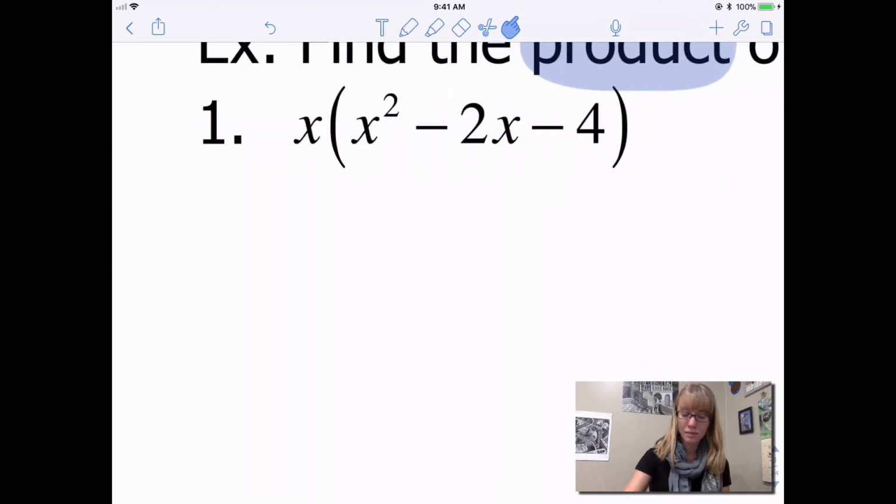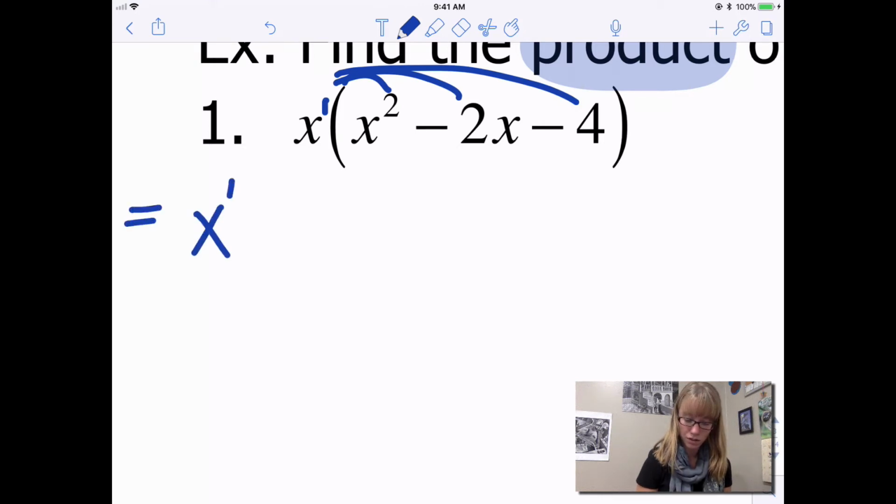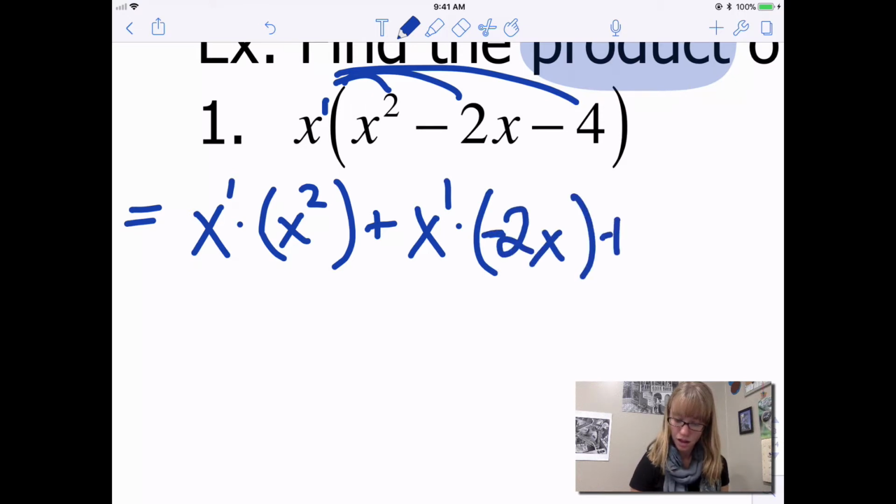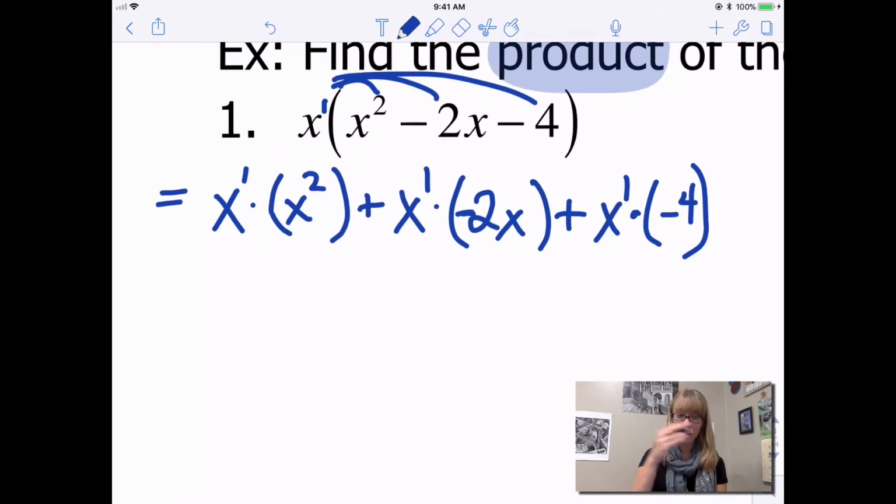Number 1 says x times x squared minus 2x minus 4. We remember that an x is really x to the first. So I'm going to use the distributive property to multiply my first polynomial, x to the first, times the second polynomial. So this is equal to x to the first times x squared, x to the first times negative 2x, and x to the first times negative 4. So I can see where my x to the first is in all 3 pieces.